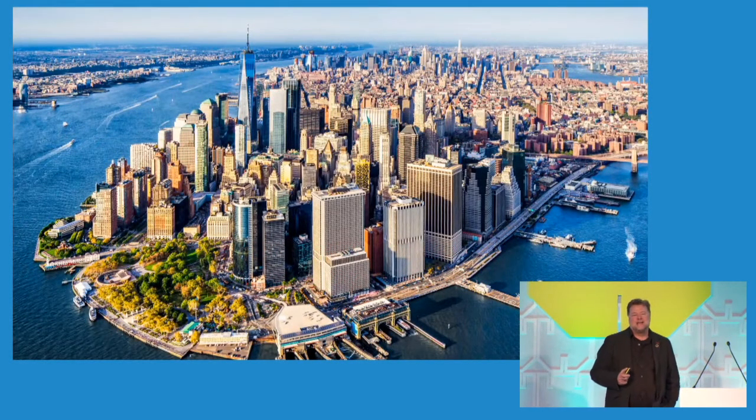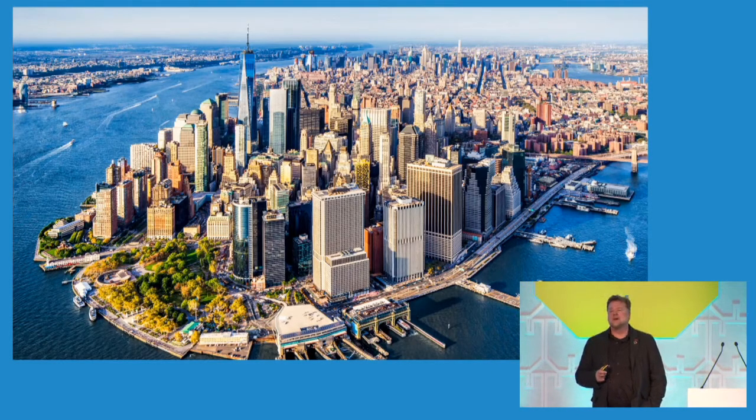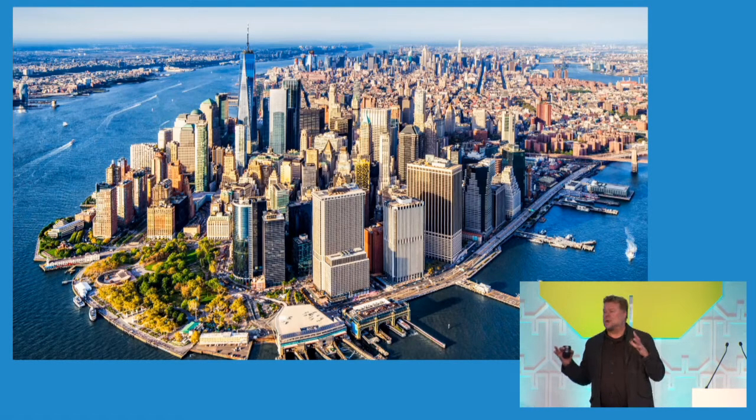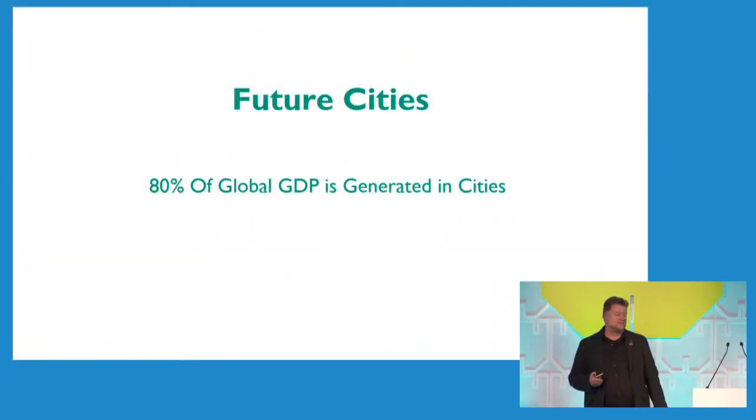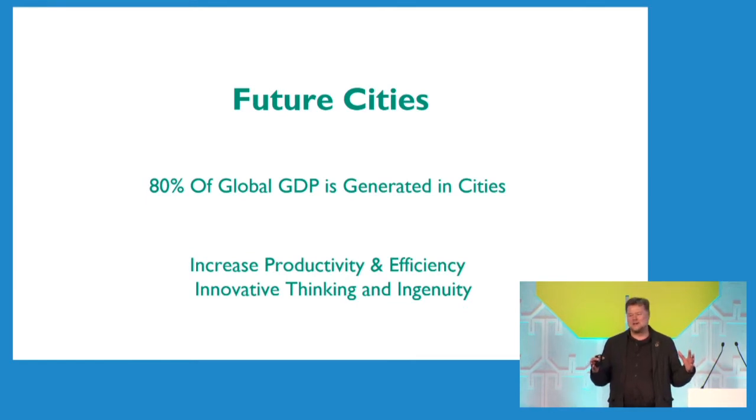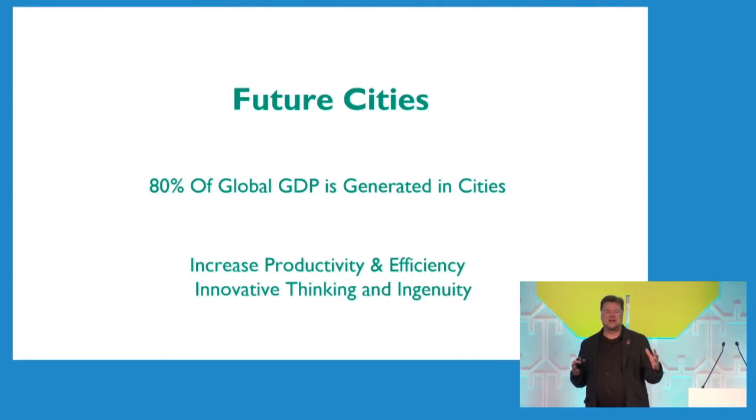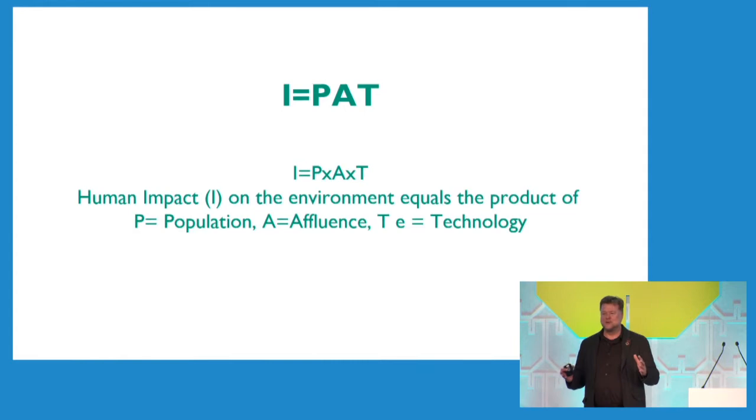But the good news is that 80% of GDP is actually generated in cities. So in other words, there's the wealth there that we can actually use and harness to do things in a different way. So in my mind, we've got to increase productivity and efficiency, and that's about innovative thinking, and in particular, ingenuity. So there's this old formula put together as a very simplistic way of explaining the challenge that we have, which is I equals PAT. So in other words, population is growing, affluence is growing, so you multiply the two together, and that's the problem that you have to solve.